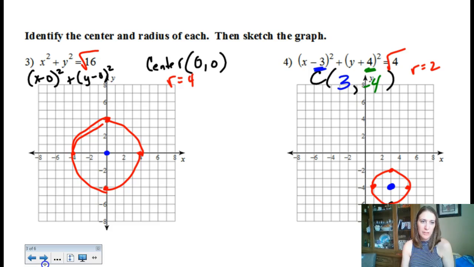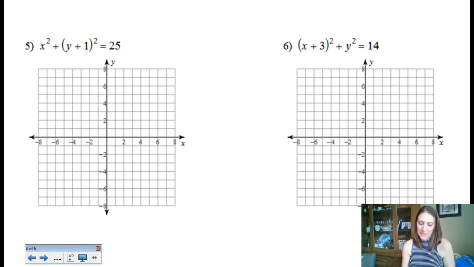You know, for me, that's pretty good. We'll call it a day. All right, so here, the center.